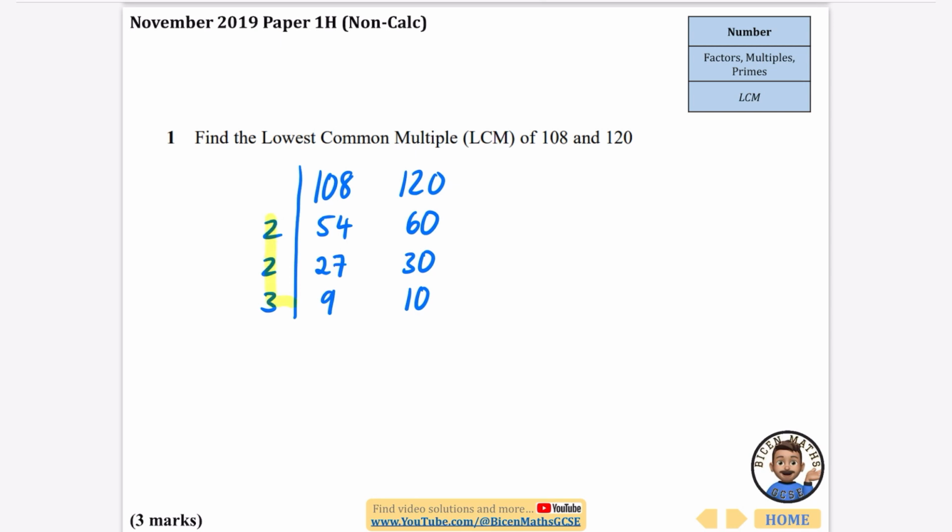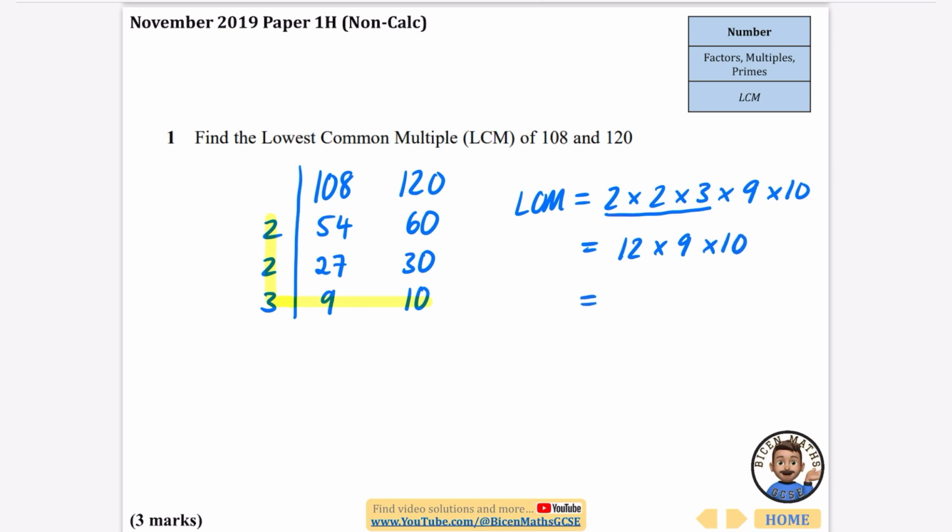So the lowest common multiple is going to be the parts of the L shape all multiplied together. If you want more detailed explanations of this, I've actually got a whole playlist on the highest common factor and lowest common multiple that explains why this works as well. So the lowest common multiple is 2 times 2 times 3 times 9 times 10. Well, let's start off doing the 2 times 2 times 3 part. That's going to be a 4 times 3, which is 12. So it's 12 times 9 times 10.